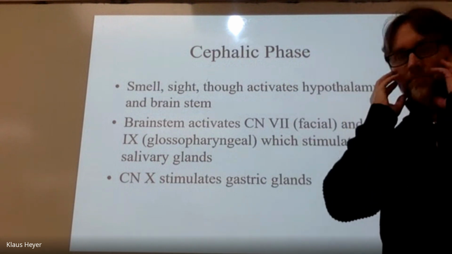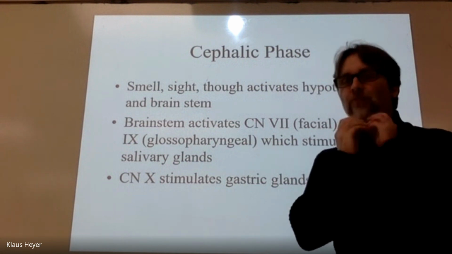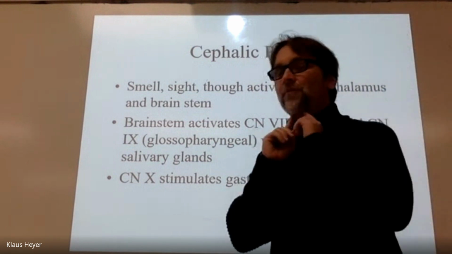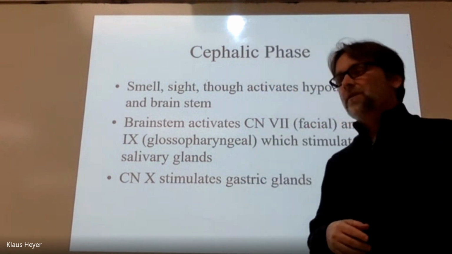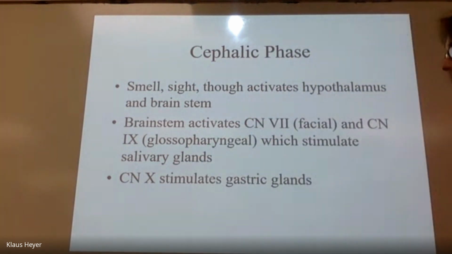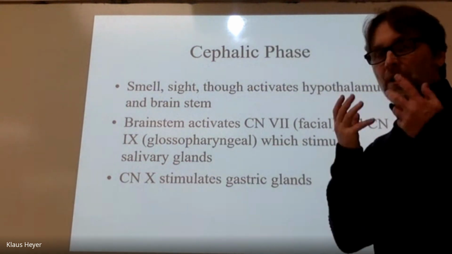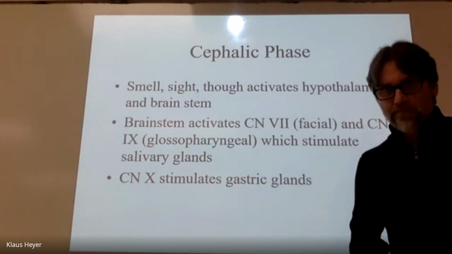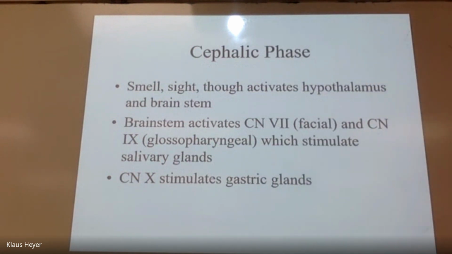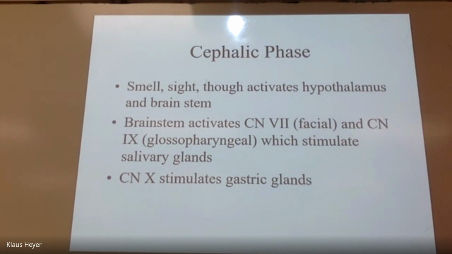Facial to the glands here, glossopharyngeal to the glands down here, because you've got your submandibular and your sublingual, both under your tongue. And then in your stomach, the vagus nerve continues down to your stomach and activates those. So that's why your stomach's growling, you're secreting stuff, your mouth is watering. That's all cephalic phase. So that part of it, does that make sense? Taking that as a yes.